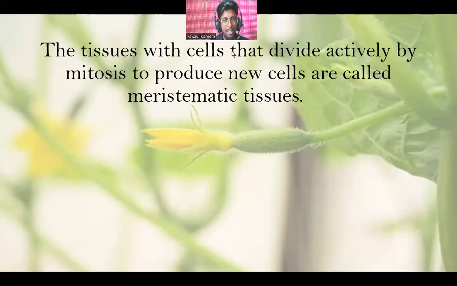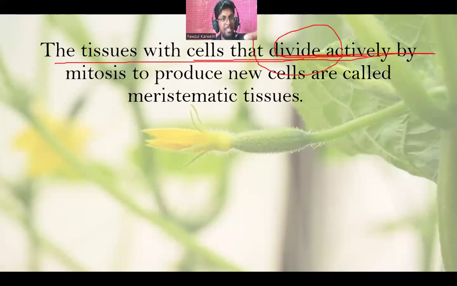Okay. So what is the definition? The tissues with cells that divide actively by mitosis. The tissues with cells that divide. That is the main feature of the meristematic tissue. Divide by mitosis to produce new cells. Is the definition clear? Anyway, the tissue that divides to produce new cells is called meristematic tissue.